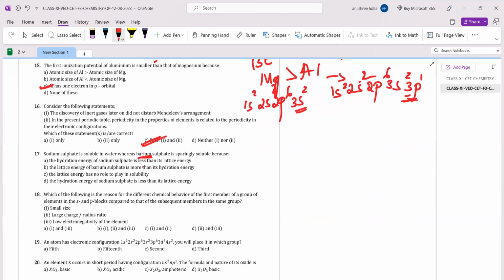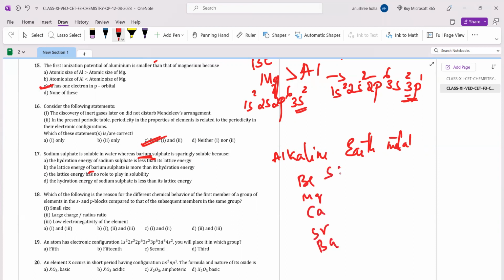Whenever you get this kind of question, look for the option where they have given a reason for barium sulfate. If you observe, in B they have given a reason for barium sulfate, and in A and D, no. What actually happens when you take an alkaline earth metal? Barium is an alkaline earth metal. When you take alkaline earth metals and their sulfates, for example beryllium, magnesium, calcium, strontium, barium, the anion is the same. We're only changing the cation.